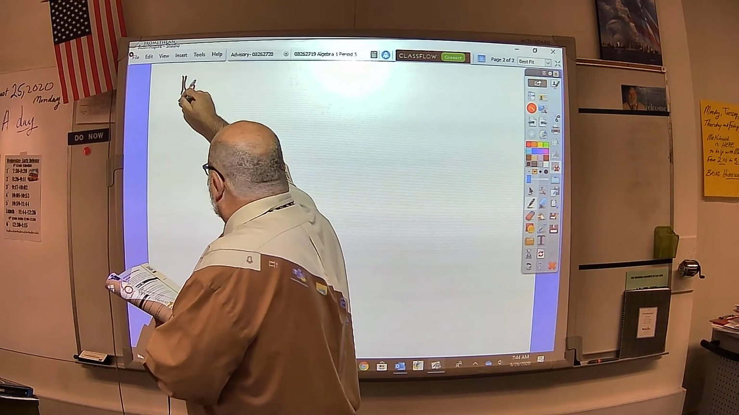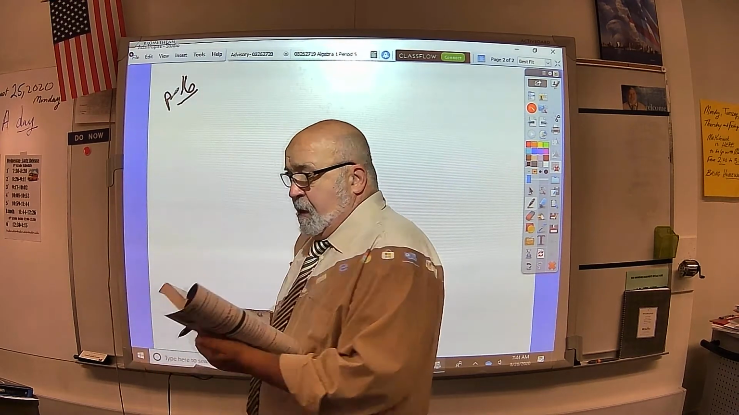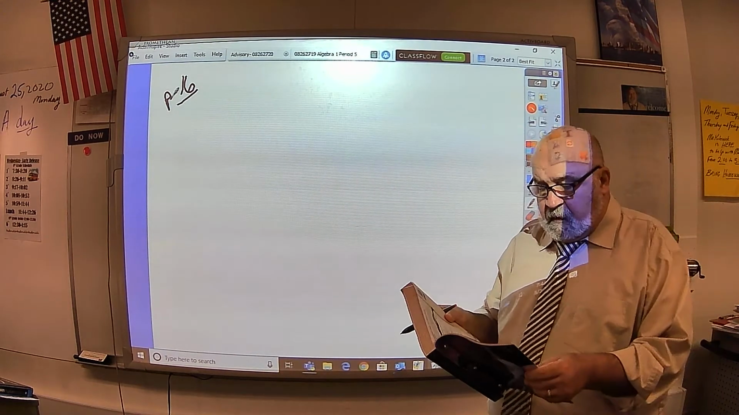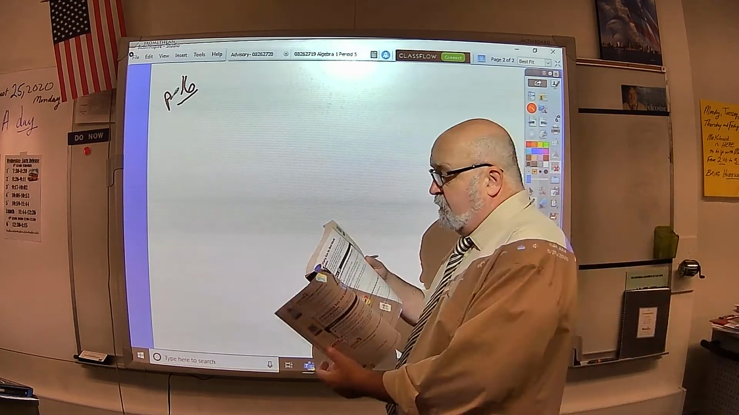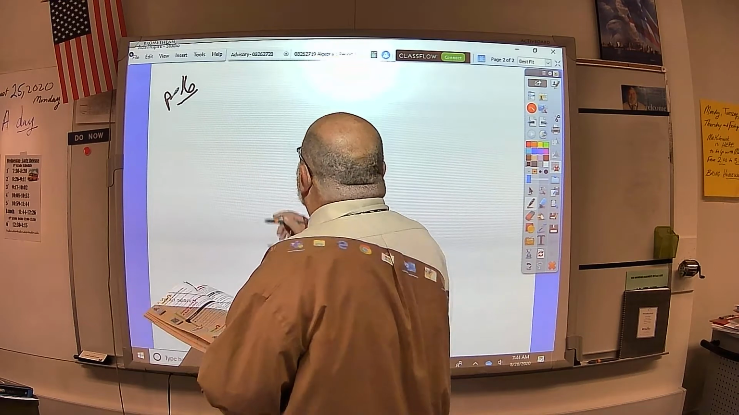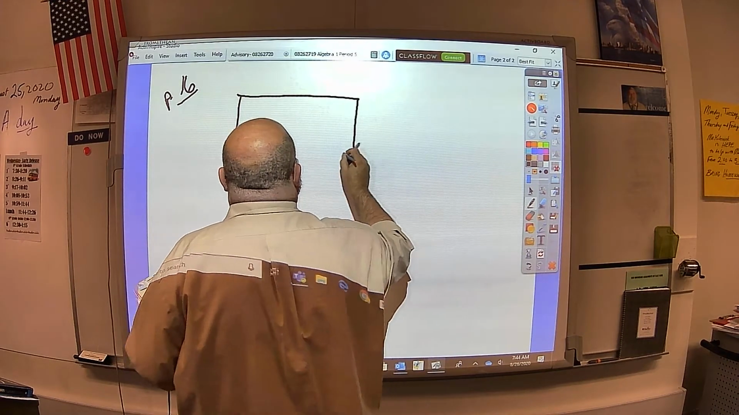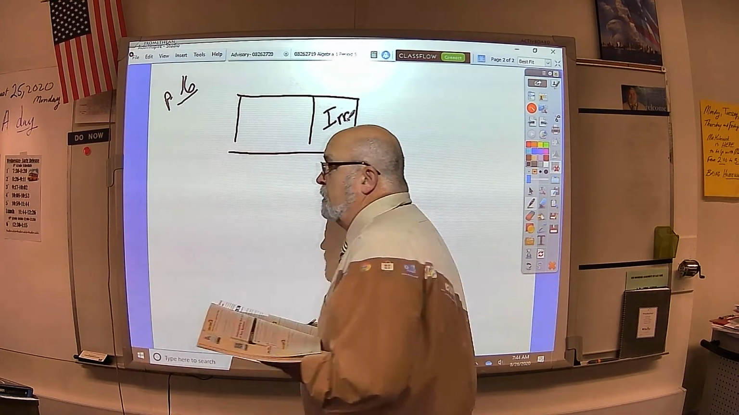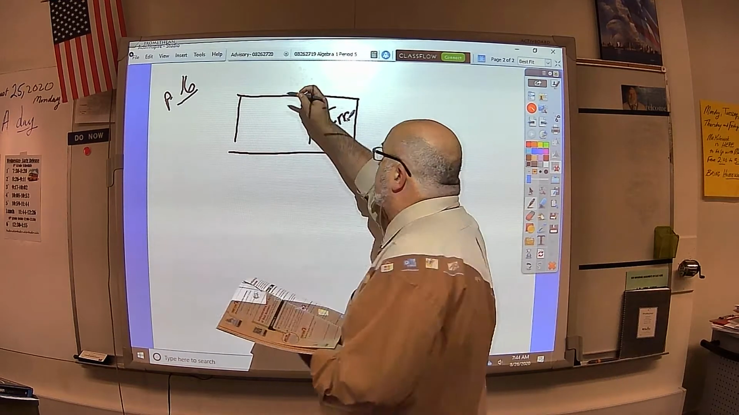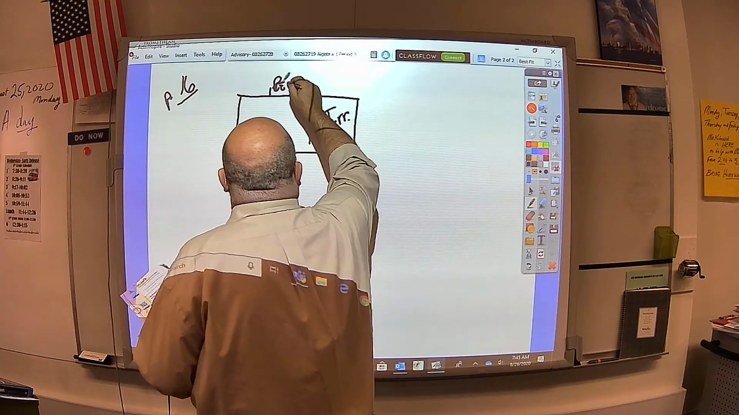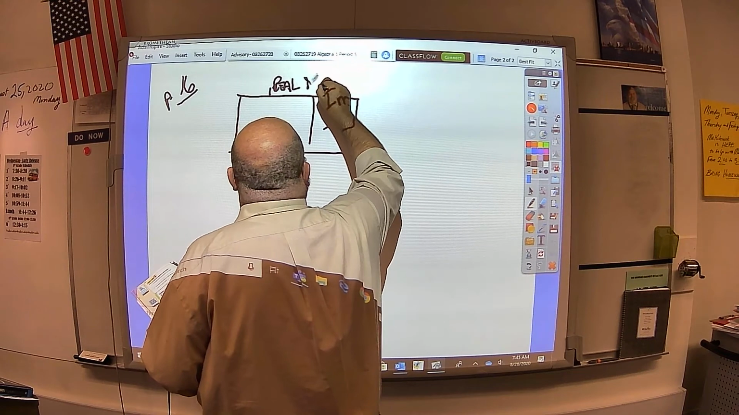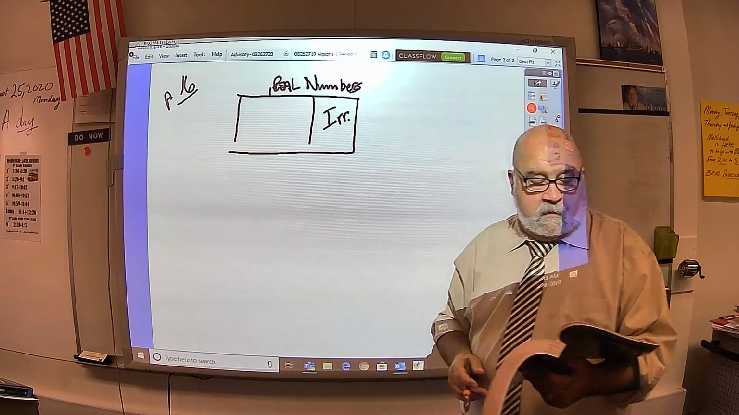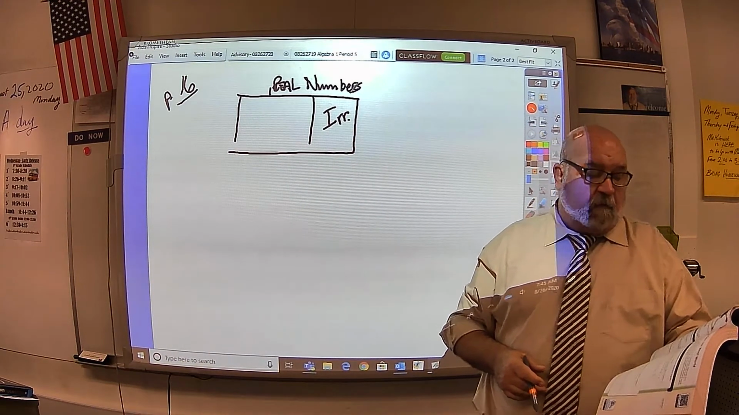Now, page 16 wants us to go someplace new. Page 16 talks about understanding sets and subsets of real numbers. And what I just said to you is all irrational numbers, if you look at the chart on page 15, here's our irrational numbers. Right? At the top of this, it says real numbers. So therefore, all irrational numbers are real numbers.